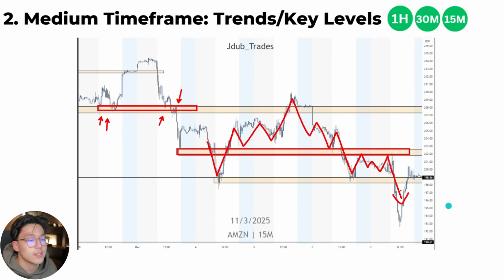And this is not just Amazon. This happens on every single ticker. It can be the major indices. It can be the tech names.